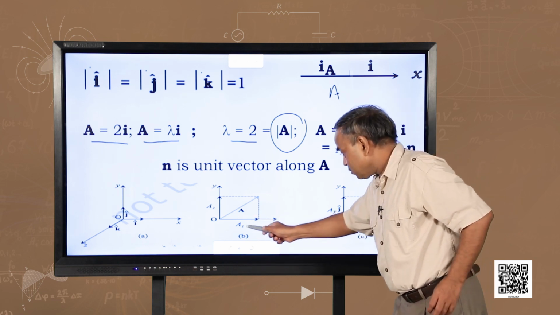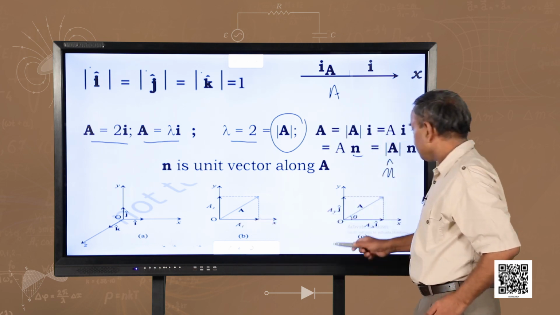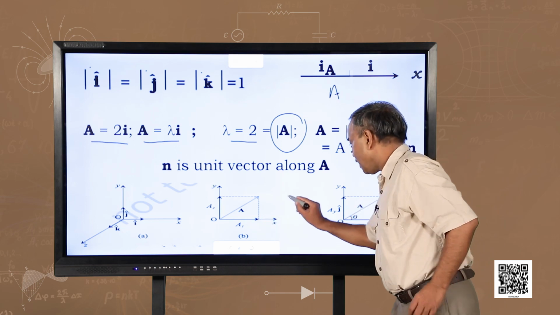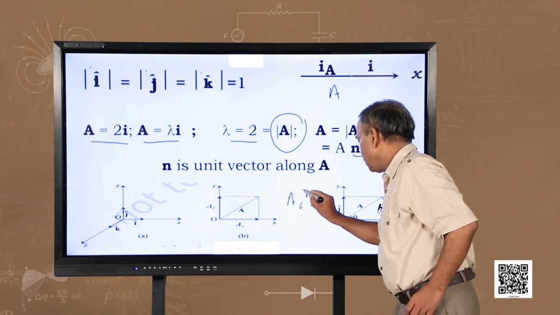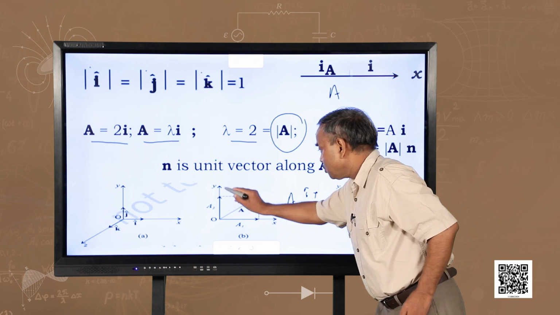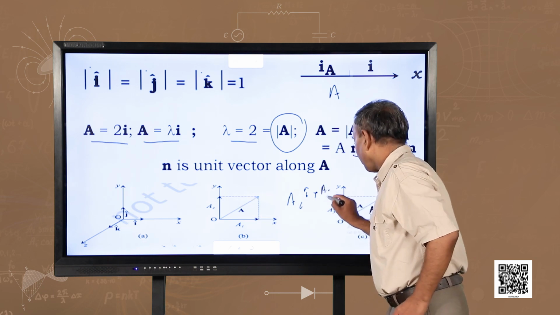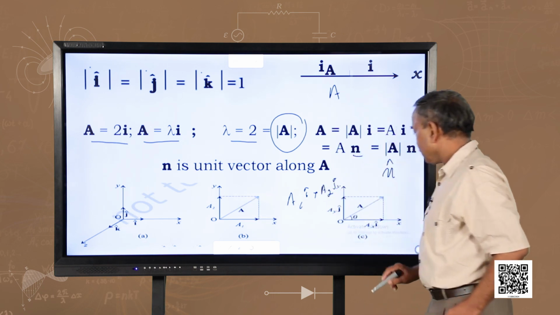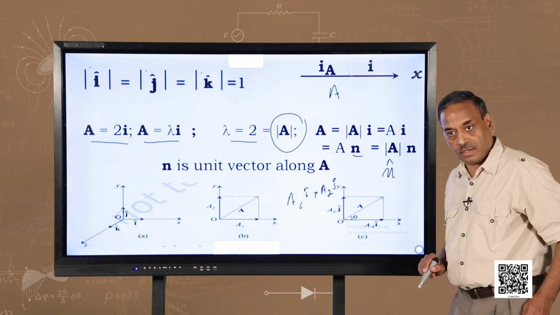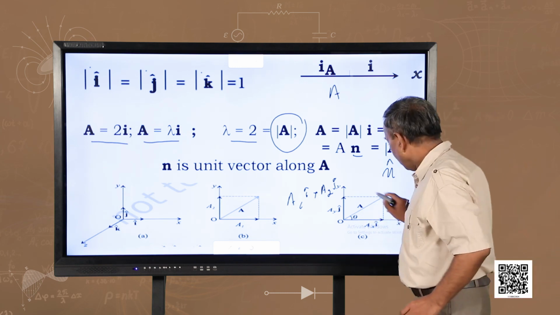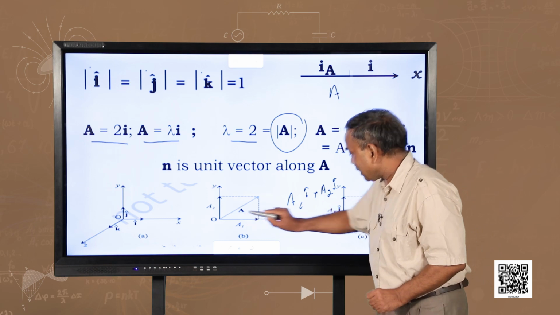So, the vector along the x axis is a 1. This vector will be a 1 i. This vector will be my a 1 i plus a 2 j. Like this. And now this vector is making an angle.